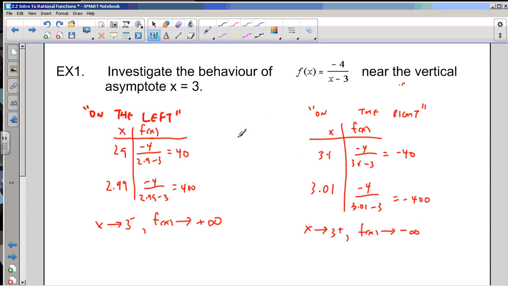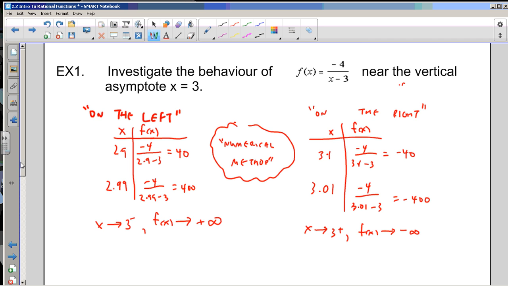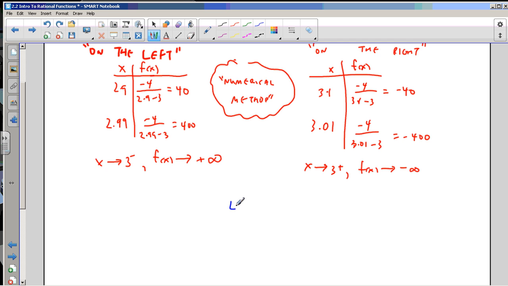This method, by the way, folks, is called the numerical method. Numerical method means basically clunking a bunch of numbers into your calculator. I'm going to show you a different way, which would be what I like to call the logic way, which is a little bit tougher, but faster.